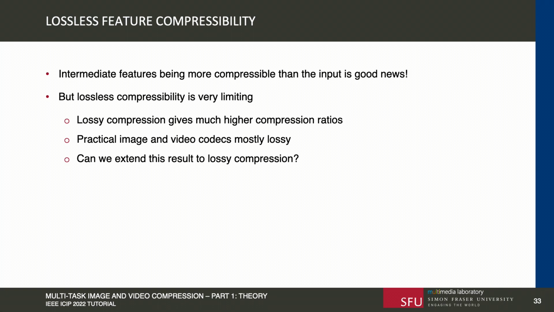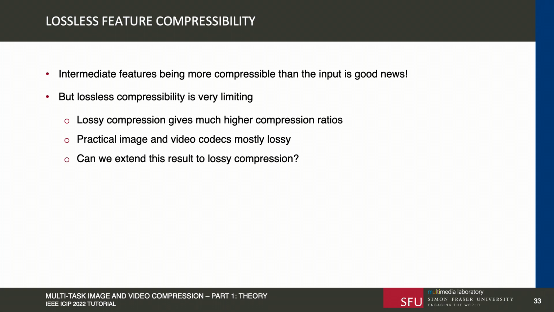So this is great news. If intermediate features are more compressible than the input, then we can hope to do many of the computer vision tasks at a lower bitrate than what we would need if we were to just encode the input image or video. However, lossless compression is very limiting.